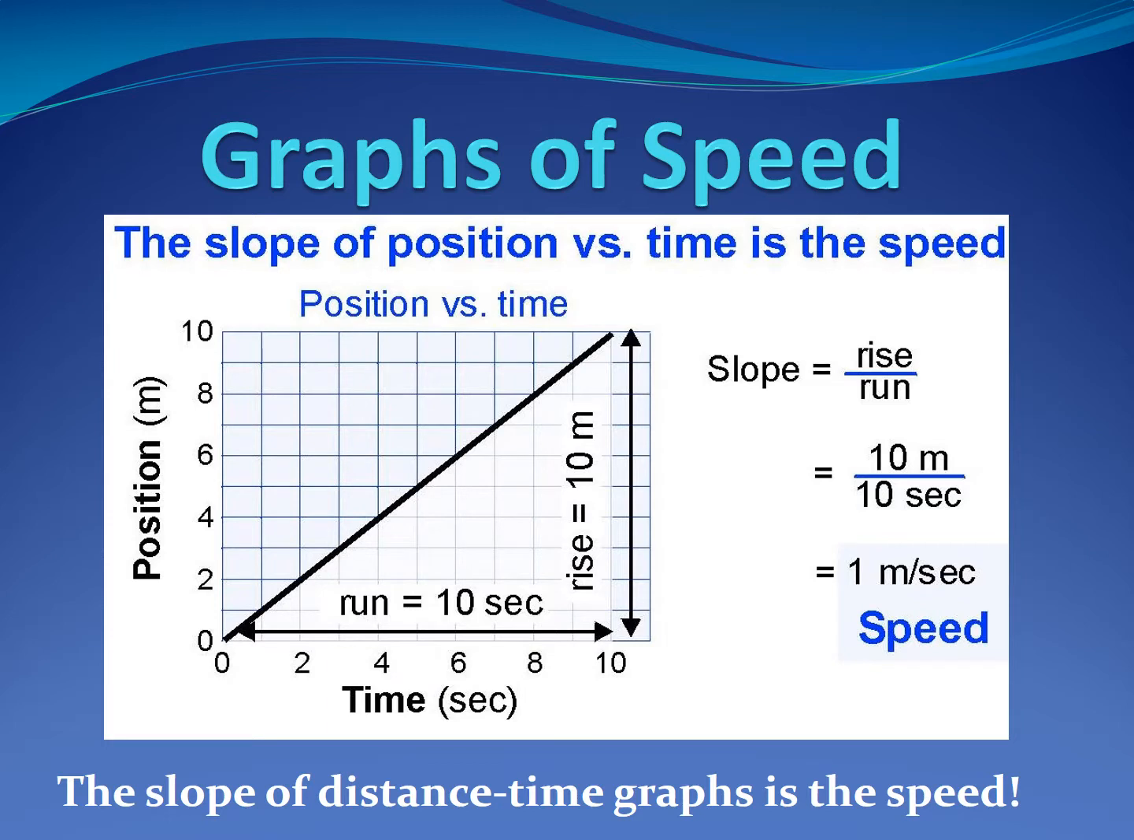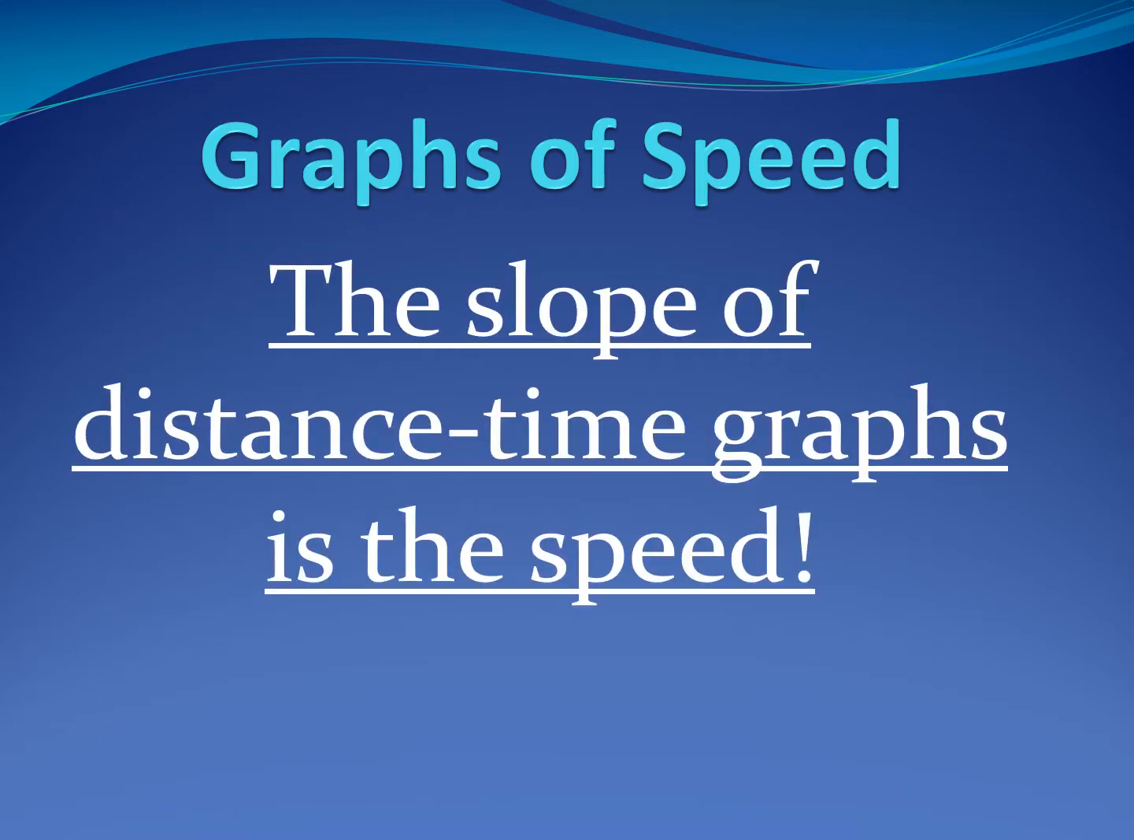If we're looking at a position time graph, now we have units, seconds and meters. Then we see that our rise is our position, 10 meters, divided by our run, our horizontal change in the x, which is 10 seconds. So 10 meters divided by 10 seconds is 1 meter per second. The cool thing about this is that our slope tells us our speed. If we can quickly find the slope of a position time graph, we can find the speed. So the slope of the distance time graph is speed.